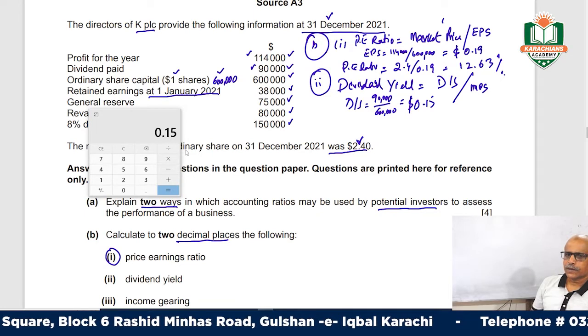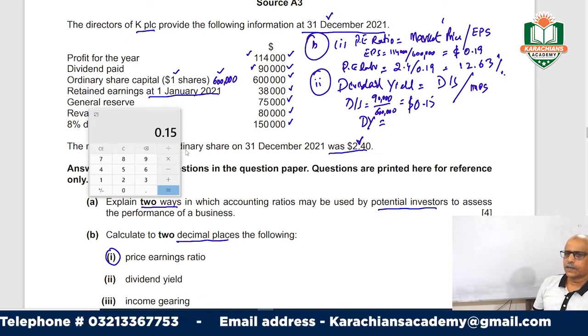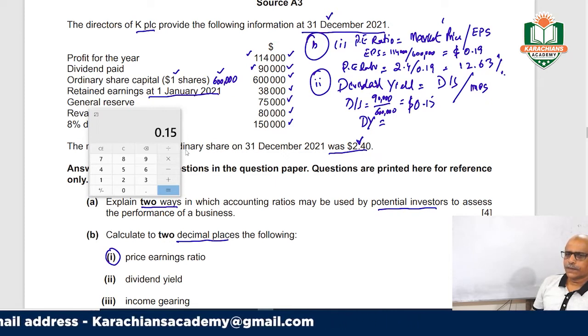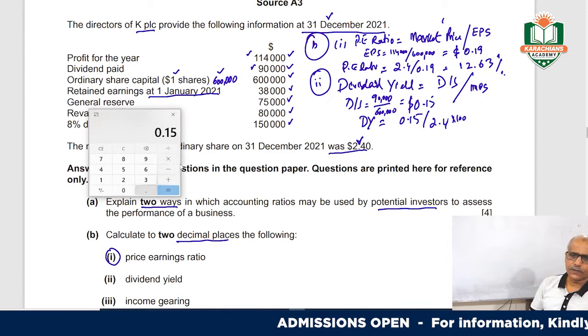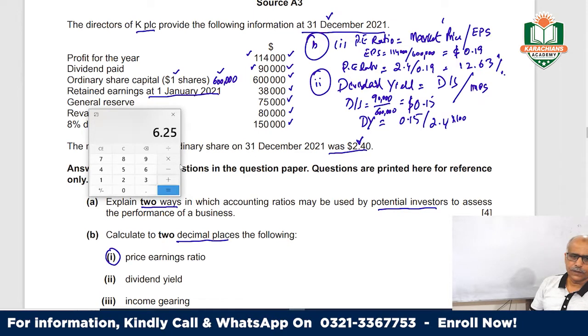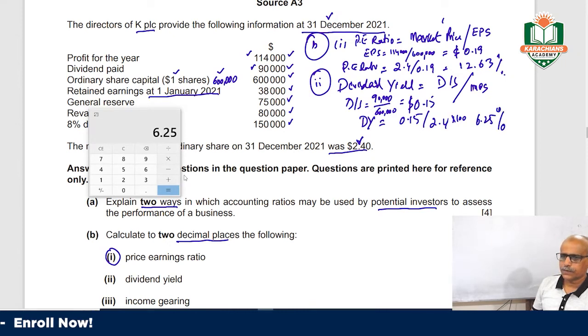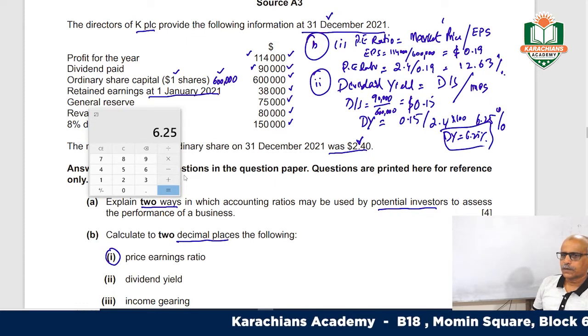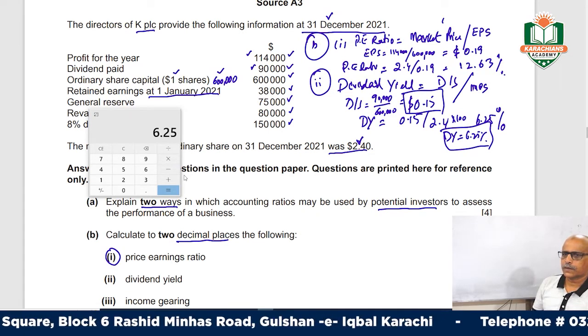Market price we have, so dividend yield we can calculate. Dividend yield will be dividend per share, 0.15 divided by 2.4, in terms of percentage, into 100, which is 6.25%. So dividend yield is 6.25%. This we have calculated, this we have calculated, and this we have calculated.